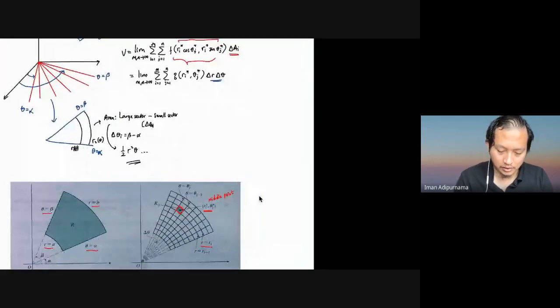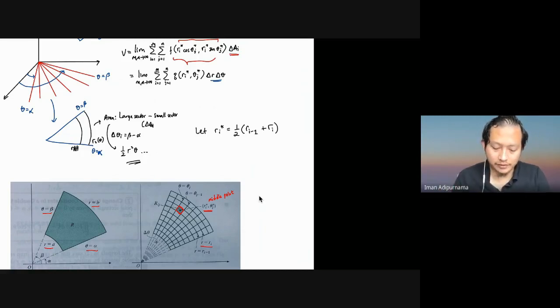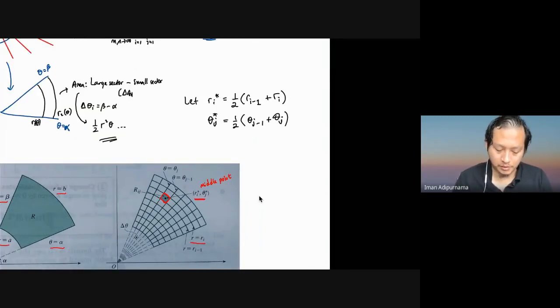Okay, let's make some definition here for this Ri. So the middle point, of course, is half of the R and the previous R. Okay? And then make the theta also equal with the J. With the R, it's the same middle point.